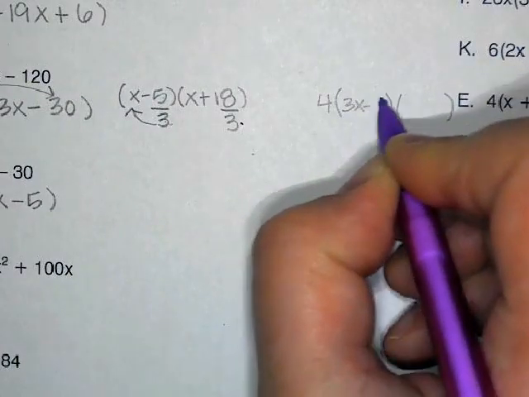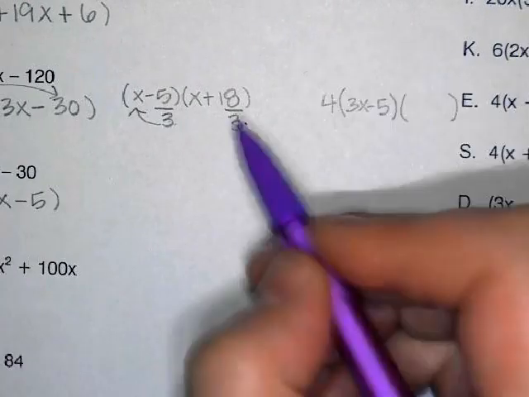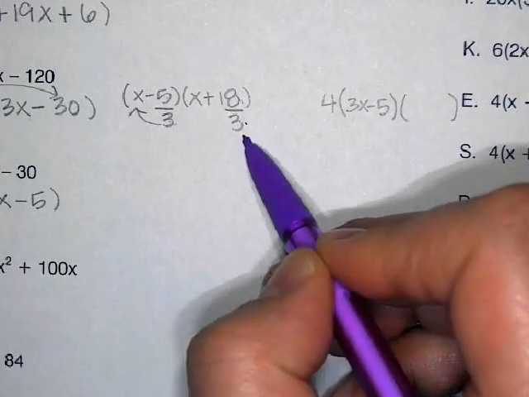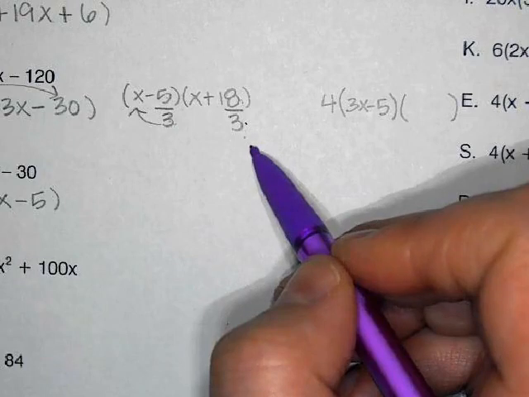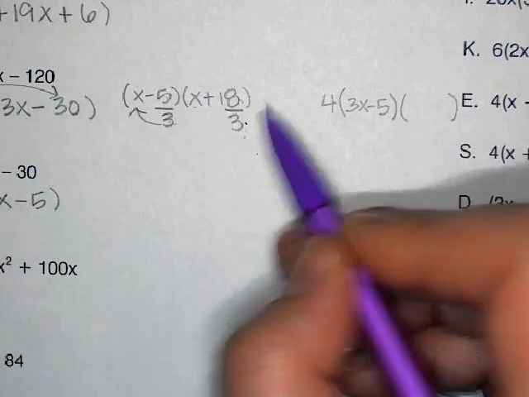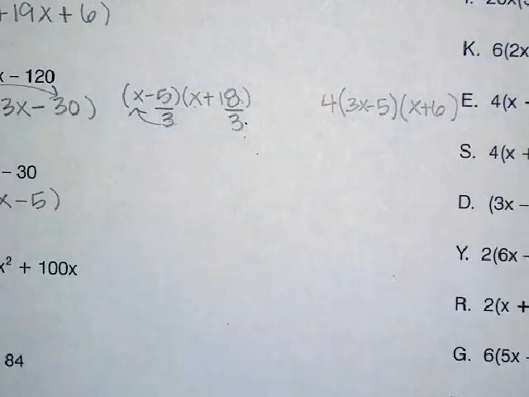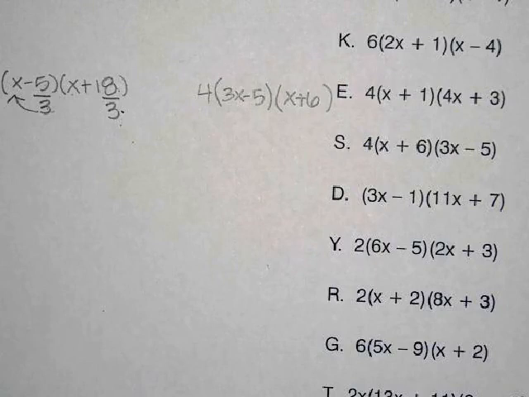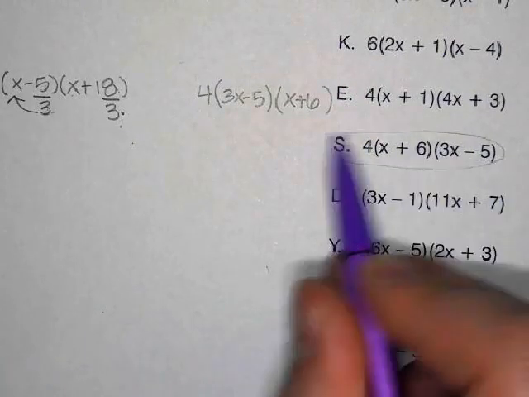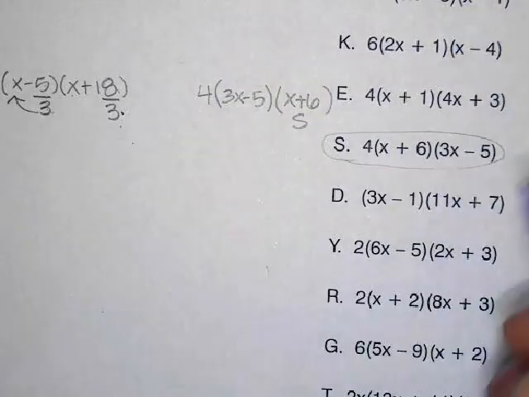And then what about this fraction? What does this fraction become? 6. So x plus 6. Okay, and then what answer is that? Yeah, it's S. It's right here. It's answer S. So number 3 is S.